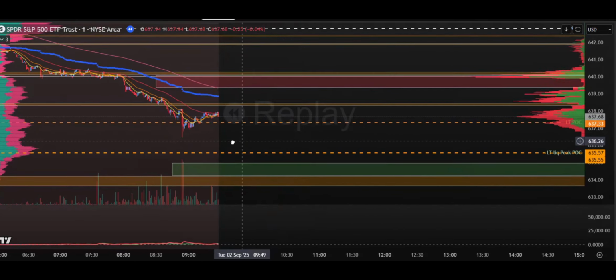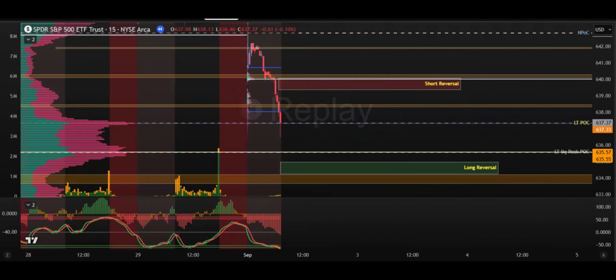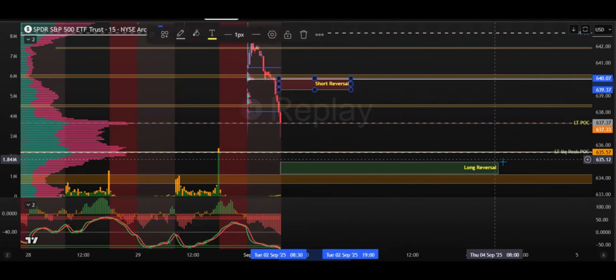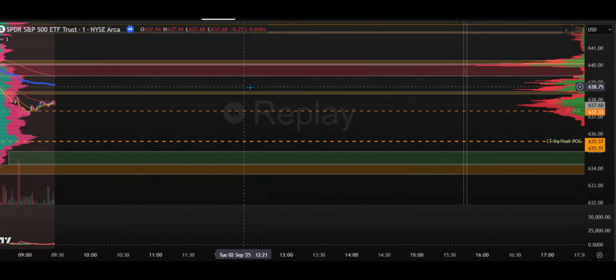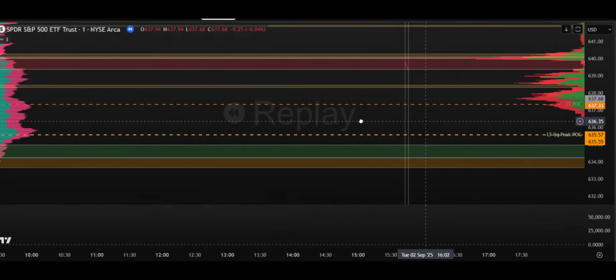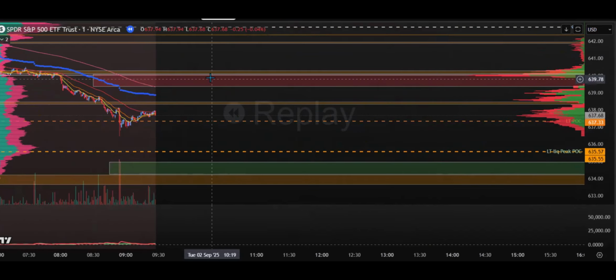This is our 1 minute chart here. So we still have our zones, and let's bring those to where we can see the text on the 1 minute chart. No, I still can't see it. It's okay, not a big deal. So just keep in mind that the red is going to be our short reversal and the green is going to be our long reversal.